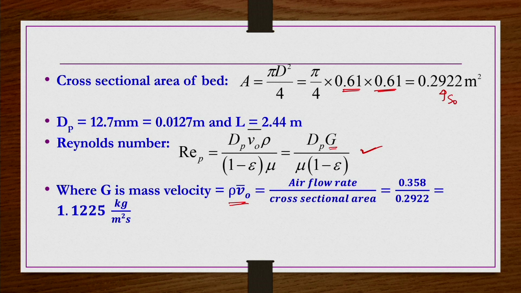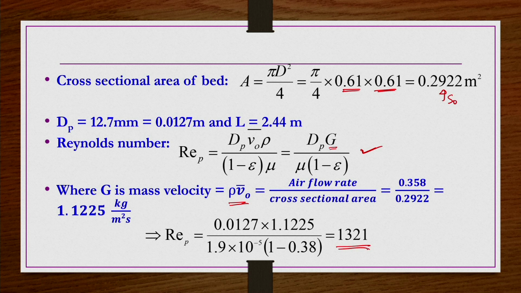If you use this in the Reynolds number equation, you will get 1321 as the Reynolds number. The air flow rate is given as 0.358 kg per second, and the cross sectional area of the bed, which we have obtained, is 0.2922 meter square. So the mass velocity g is going to be 1.1225 kg per meter square second. You substitute it in the Reynolds number: this is the mass velocity, this is the diameter of the particle, this is the viscosity, and 0.38 is epsilon. So the Reynolds number comes to be 1321.